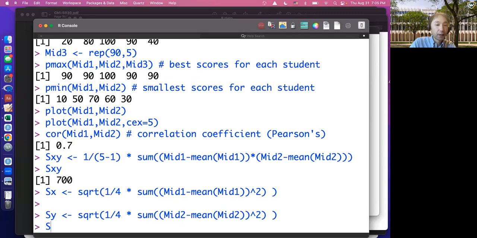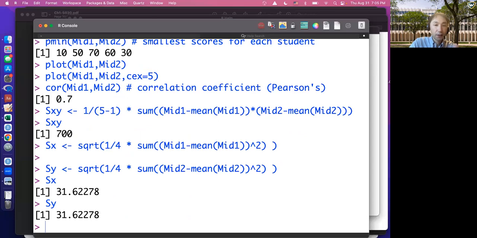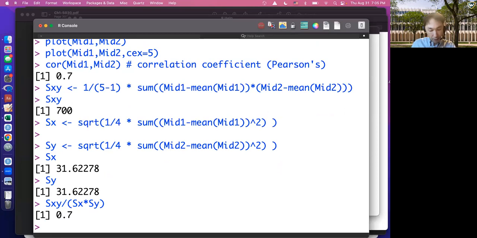Then S sub x and S sub y are these, and actually the same. And S sub xy divided by S sub x times S sub y, then we get 0.7. Any questions?